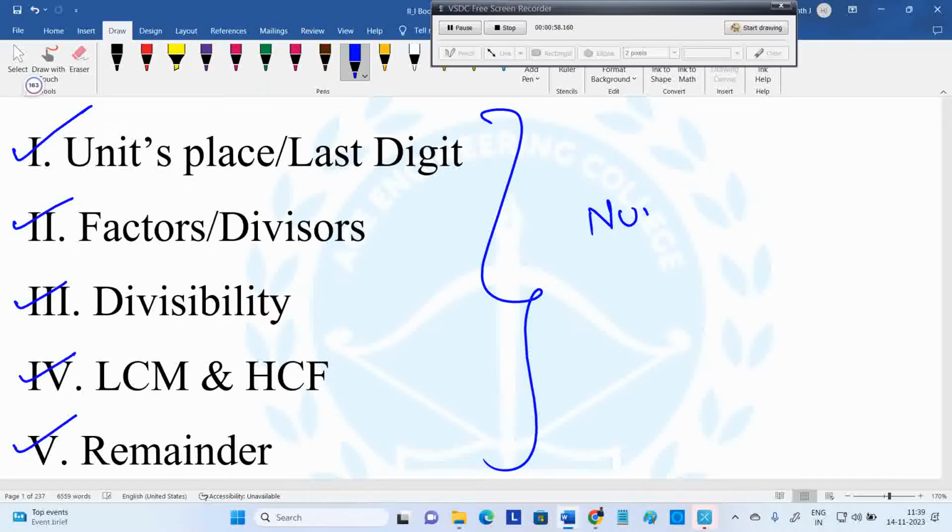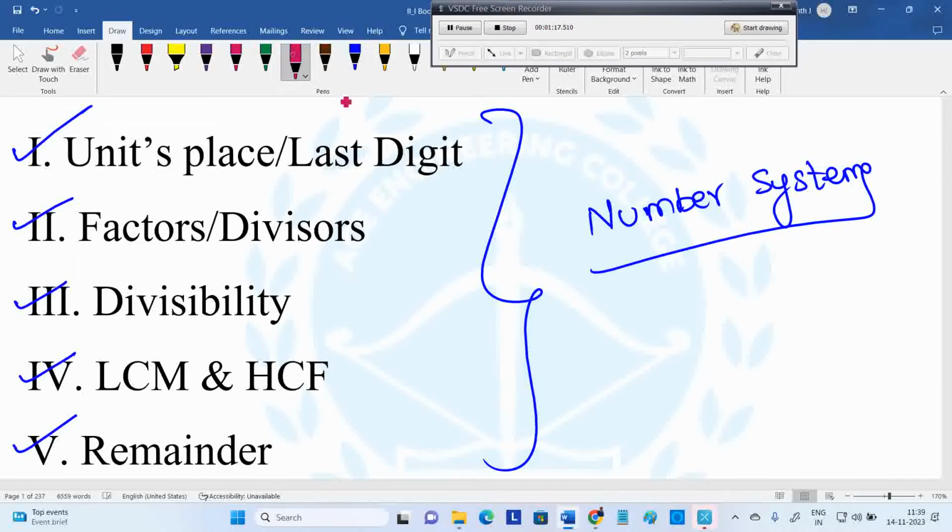Five concepts: units place, last digit, factors, divisors, divisibility, LCM and HCF. Okay, we'll start one by one. Very important for all competitive exams: last digit is very important, divisibility is very important, LCM and HCF are very important. And for a few high level packages, they ask the remainder concept. Generally, they'll ask the remainder concept for high level packages.